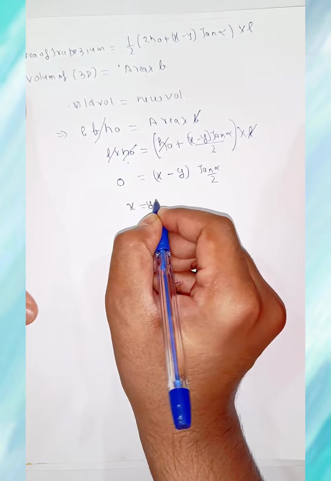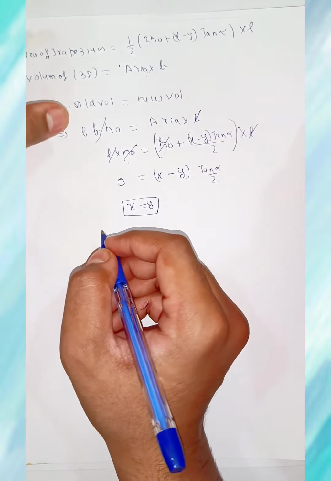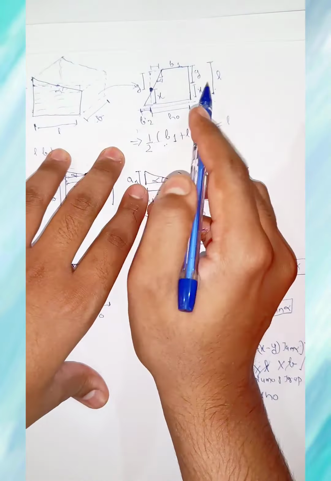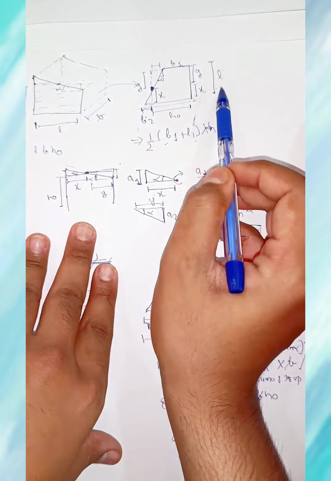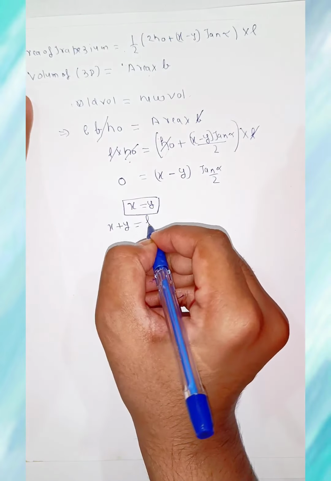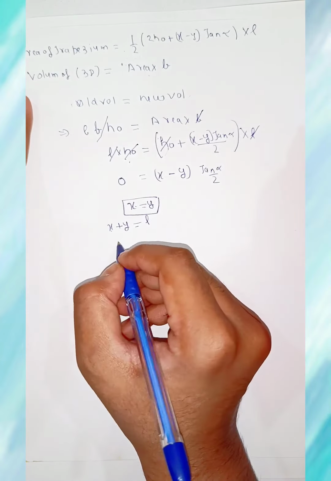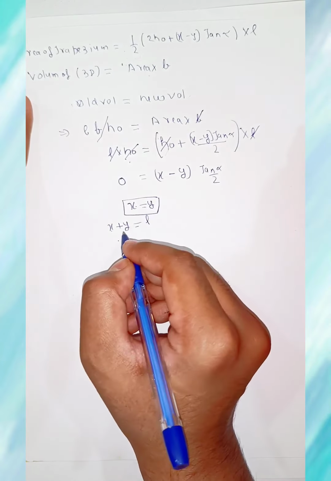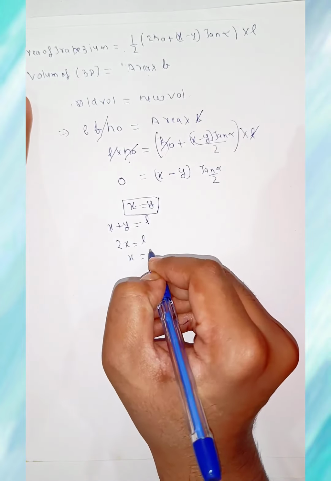So x is equal to y. Now x is equal to y, and also from the figure you can see that x plus y is equal to L. Okay, so x plus y is equal to L. We will be substituting x is equal to y in this expression. So let us put y as x. So 2x will be equal to L, x will be equal to L by 2.